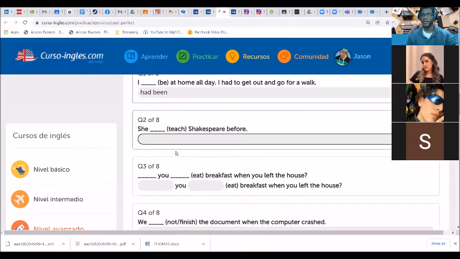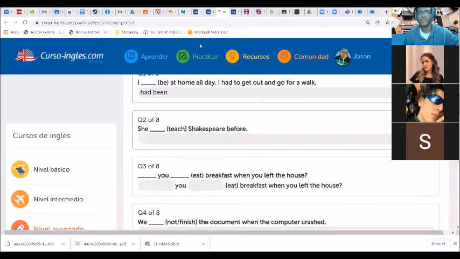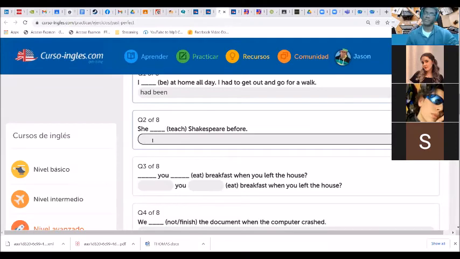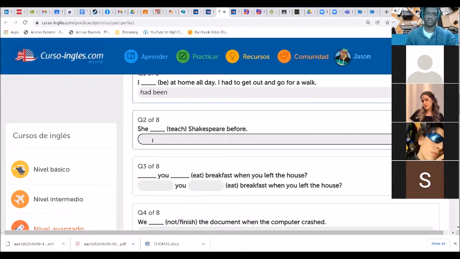Viridiana, let's start with you. Yes, teacher. Number 8? Number 2. Oh, okay. She teaching. Okay. Remember, irregular verbs. All of these expressions will start with had. She had been teaching Shakespeare before. She had taught. What you need to change is the verb.